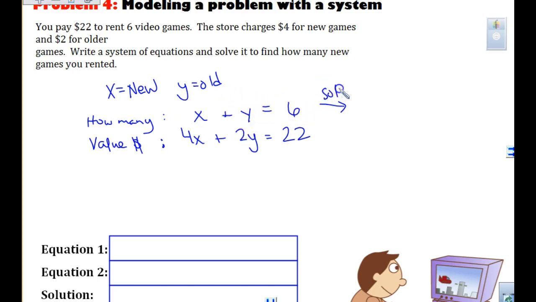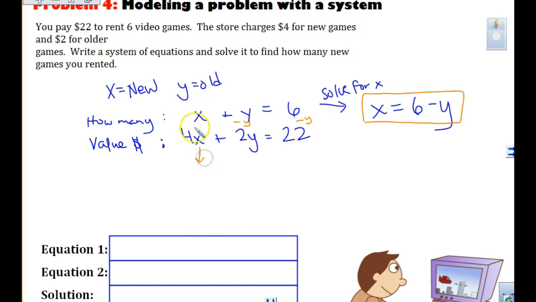Okay, we're going to solve for x. So if I get x by itself, my new equation would be x equals 6 minus y. Agree? Because to get x by itself, you had to subtract y from both sides. Put that on there because this is our new equation.